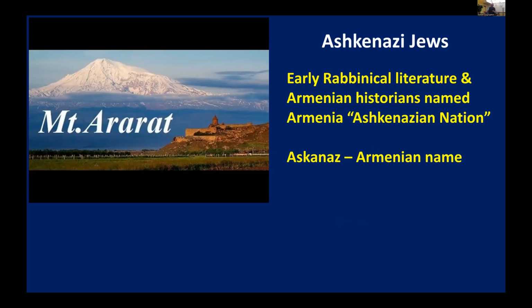Now, the final group, it's Ashkenazi Jews. The land of Ashkenaz originally was behind Mount Ararat in Armenia, and Armenians have a historian named Ashkenazi nation. Ashkenaz is a very famous Armenian name, but somehow they moved from that territory behind Mount Ararat to Europe, to Germany, and that's where we know Ashkenazi Jews are coming from.